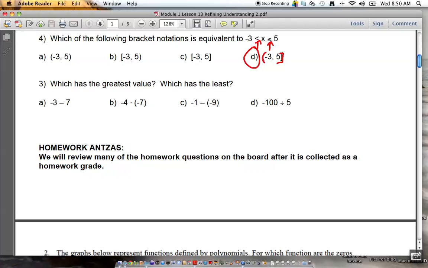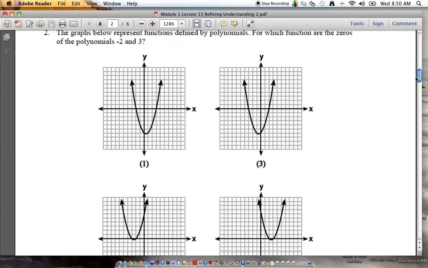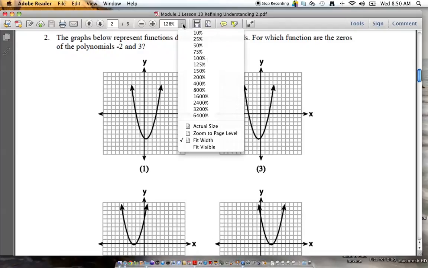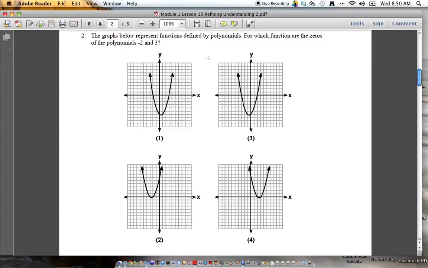Any questions? Okay. Again, we're not teaching anything new. We're just taking what we already know, and we are working on it and applying it. Okay, so let me change this to 100%. And go ahead, just like yesterday's question.